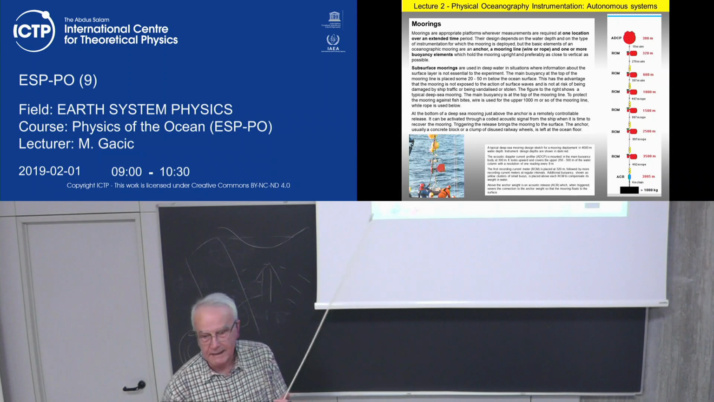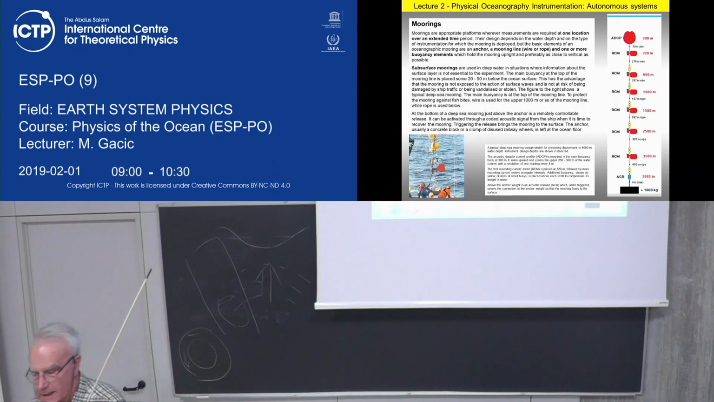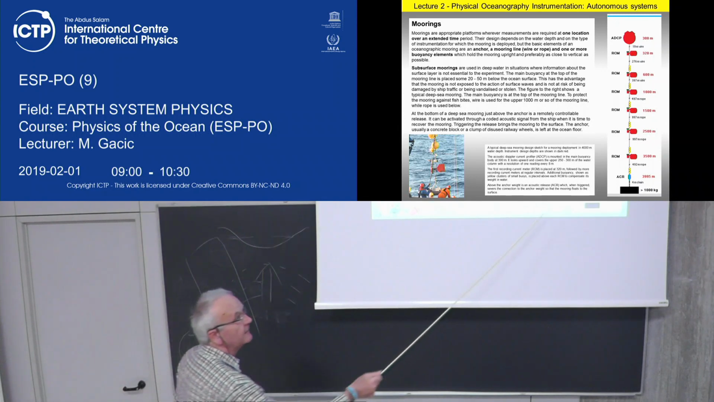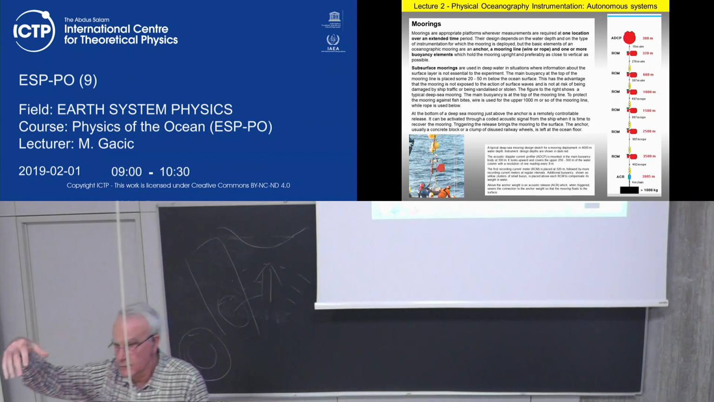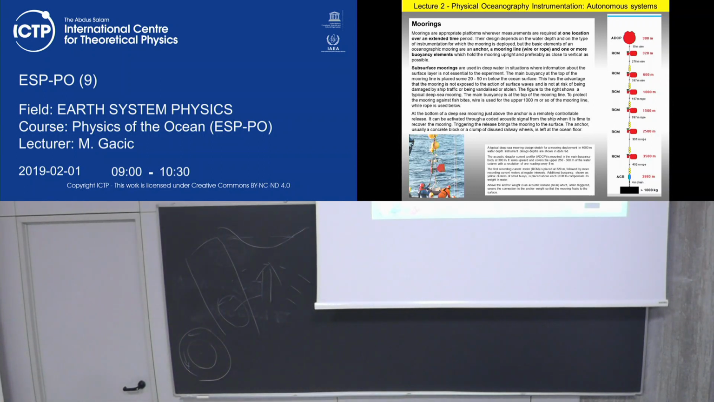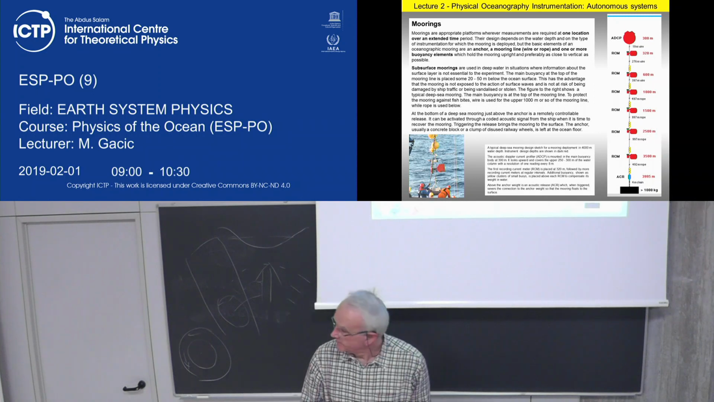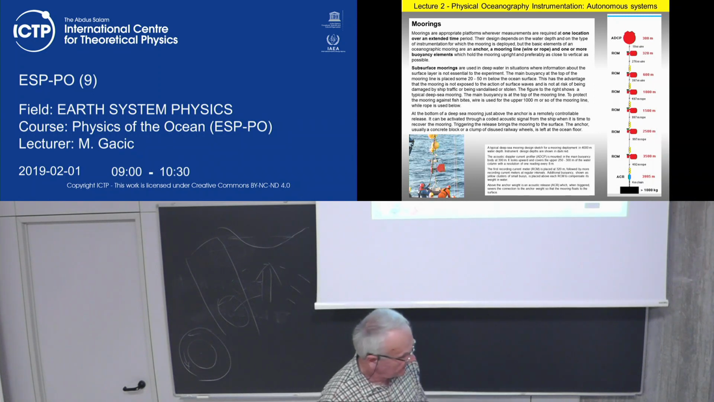In order to minimize the loss of data, there is something which is called the real-time transmission of data. So all these current meters transmit the data in real time from the surface buoy, and therefore, even if the instruments were lost, the data were recovered and are available for studies, which minimizes damage to the system. Okay, I think I will stop here.